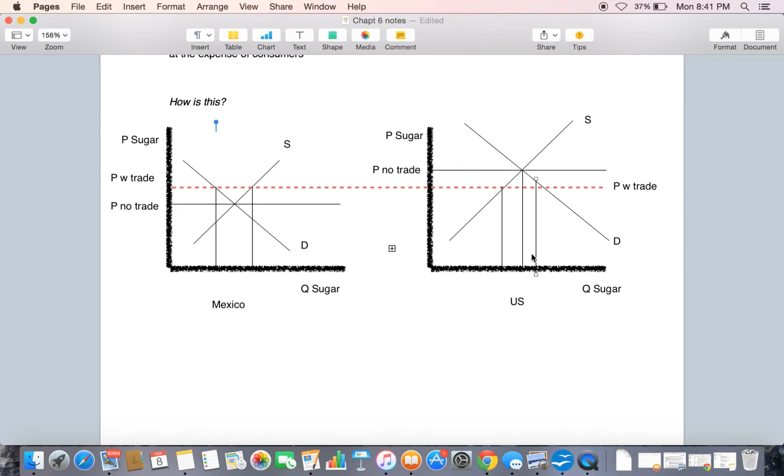consumers are actually going to be able to purchase more sugar than they previously were able to purchase, as represented by this third line. So they will be able to actually consume this quantity here versus the old quantity to the left, and they're going to consume it at a lower price. So this represents a win-win situation for the United States and for Mexico.